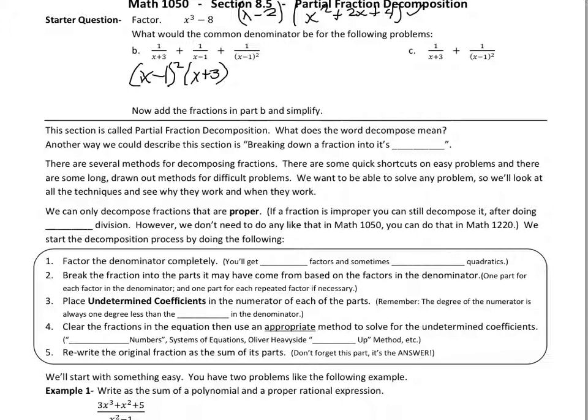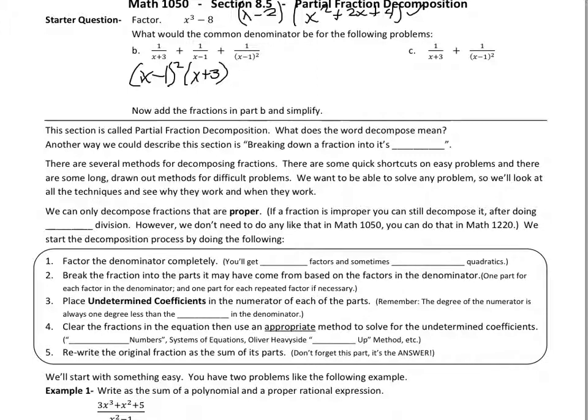All right, so if we were going to add the fractions together in part B, what would I have to multiply each one by? Like this first one, what would I have to multiply that by to get my common denominator? Yeah, by x minus 1 squared, right? What about the middle one? What would I times that one by? X plus 3 times x minus 1, right? And what about the third one? By x plus 3, okay?